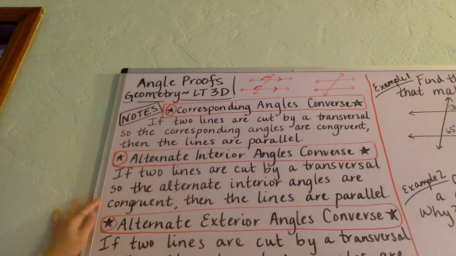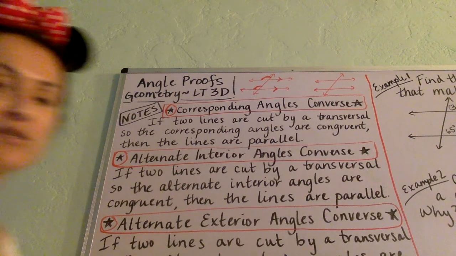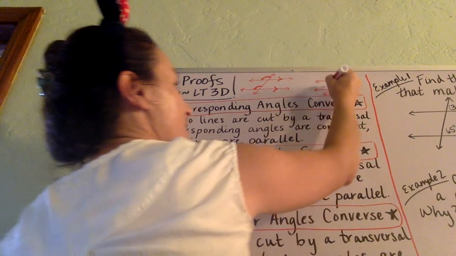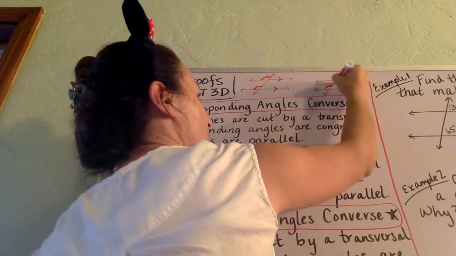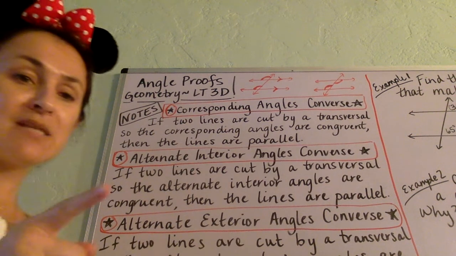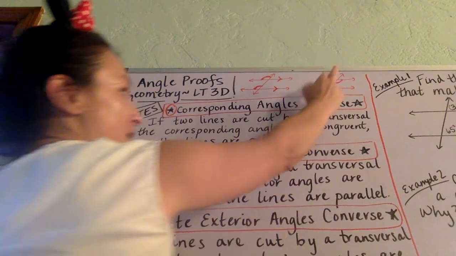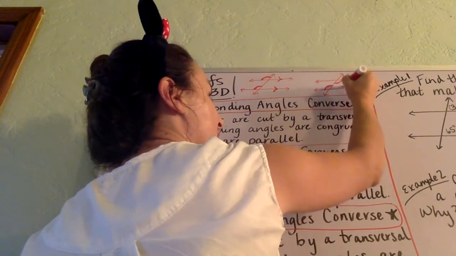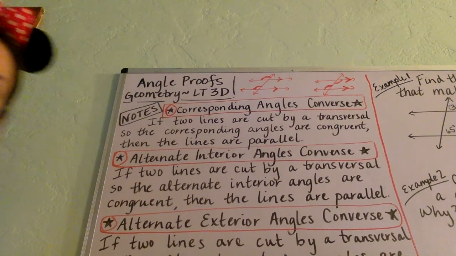The alternate interior angles converse says if two lines are cut by a transversal so that the alternate interior angles are congruent, well then you can conclude that the lines are parallel. So over here, for example, alternate interiors, like this one and this one, and by the way, putting a little tick mark like this over the angles, that means congruence. So if I tell you that those are the same, well, this converse tells us that we can conclude that the two lines must be parallel.